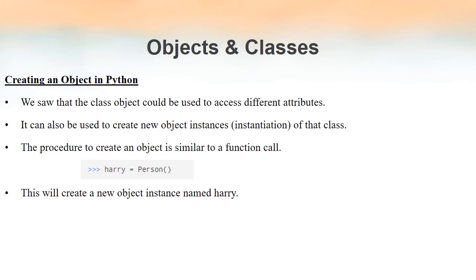For that we have to write the object name equal to the class name. So here Harry is the object name that I am going to give, equal to the class name with a pair of parentheses. When this line of code is executed, a new object whose name is Harry will be created, and that object will have the variables and methods as mentioned in the person class. So now Harry is the instance of the class.